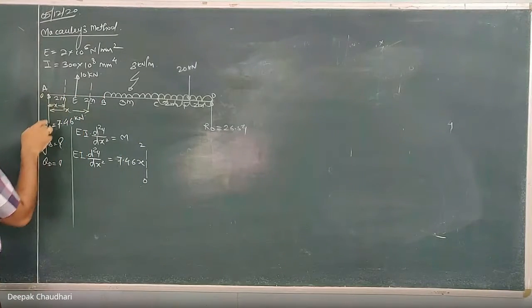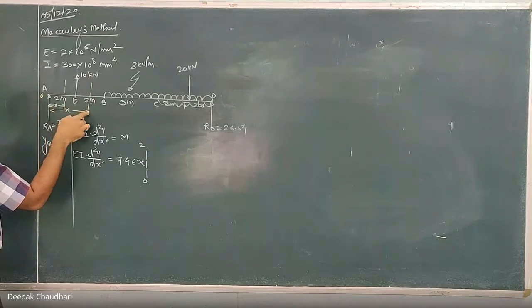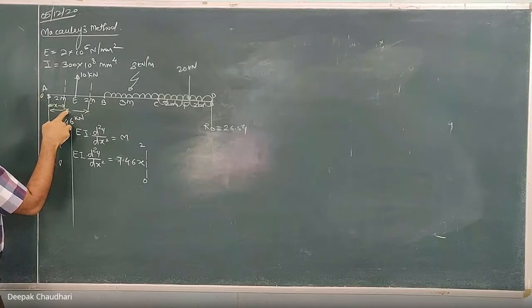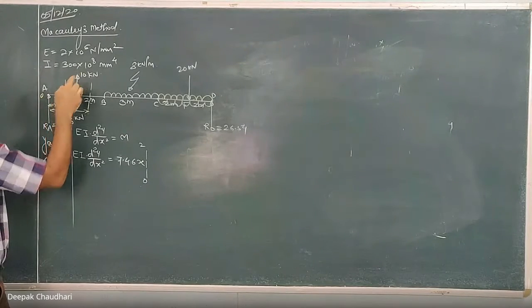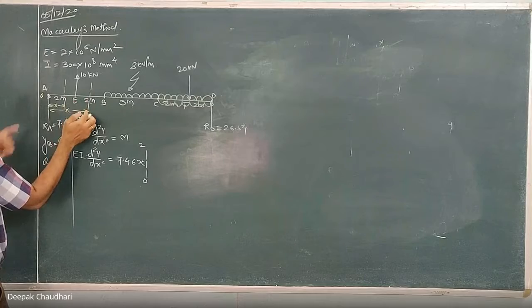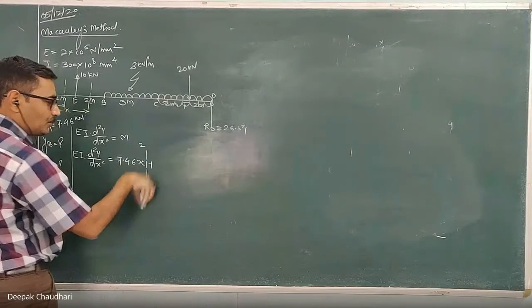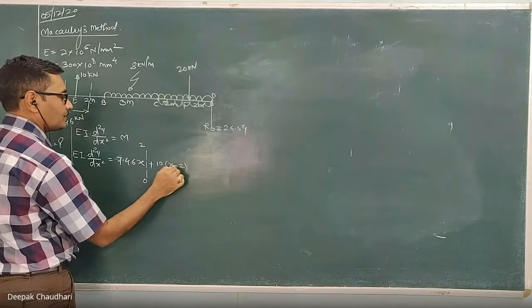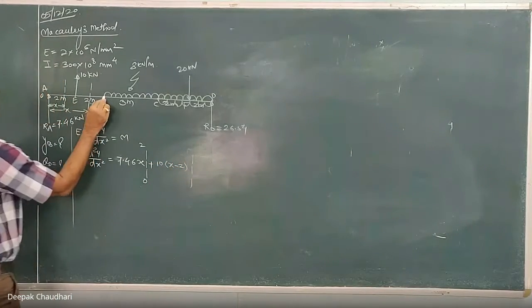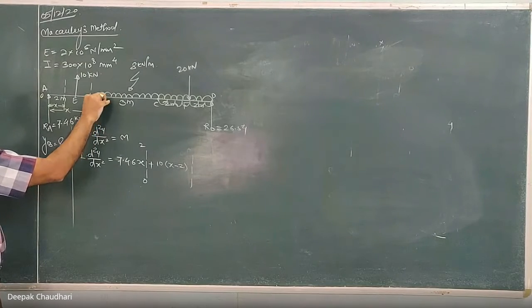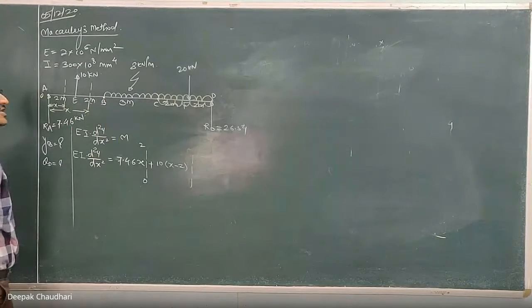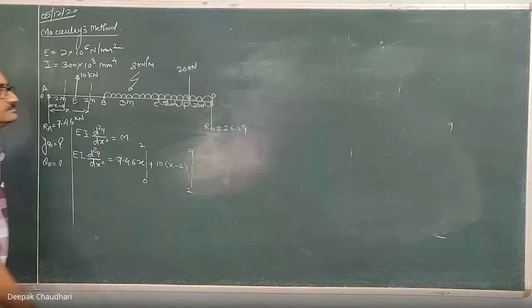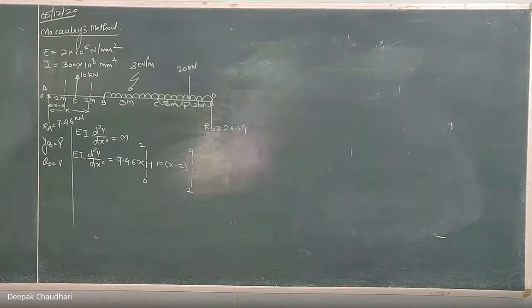Now after 2 meter, we have taken the section again at a distance of x from origin. So the bending moment equation here is 7.46 into x plus 10 into this distance. Now how much is this distance? It is x minus 2. It is also producing the sagging moment, so plus 10 into x minus 2. This equation is valid up to B, because at B the loading is changing. So this equation is valid from 2 to 4 meter.